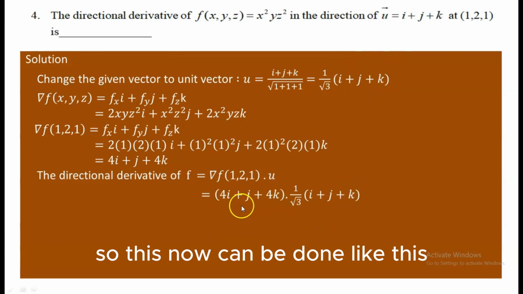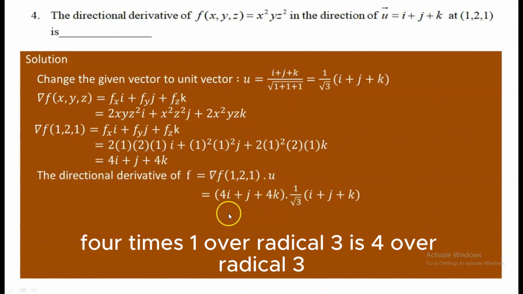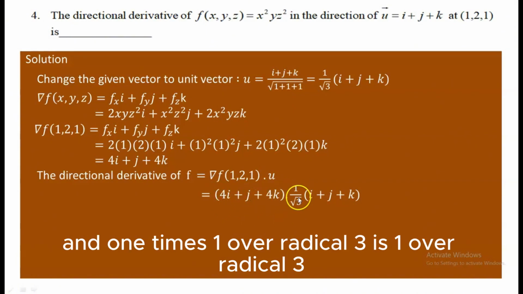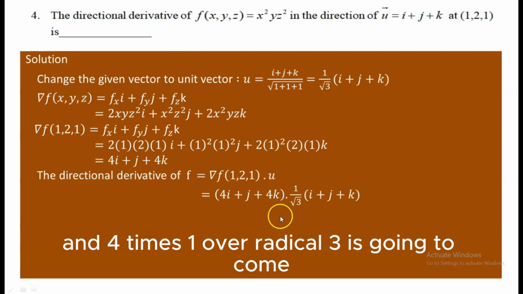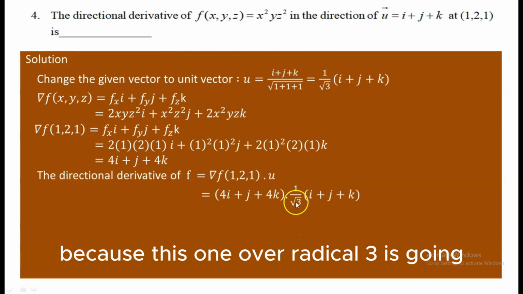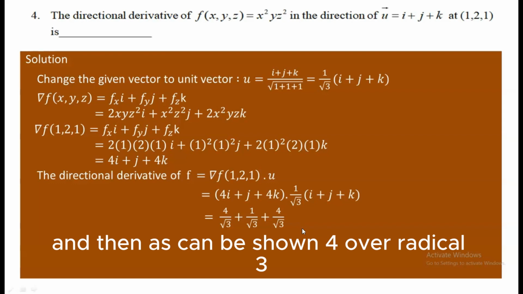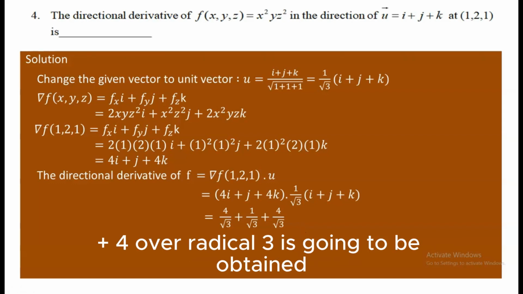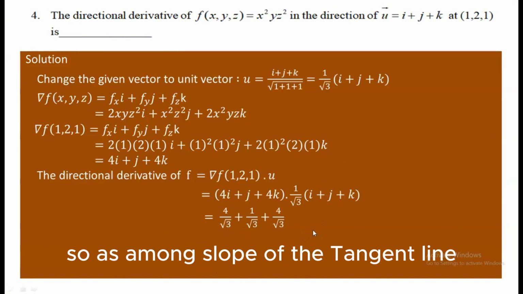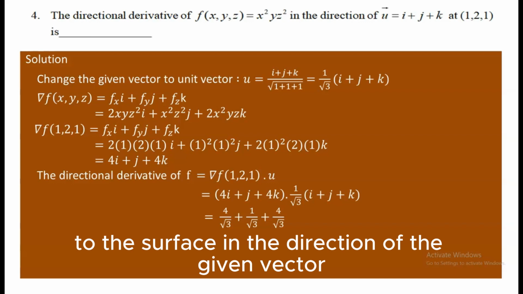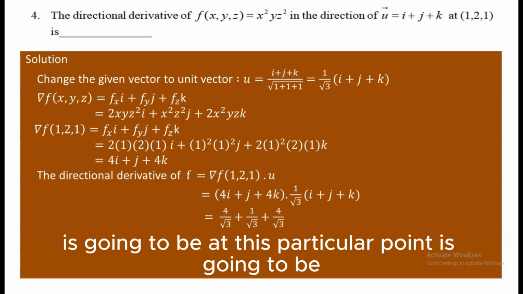So this can now be done like this: 4 times 1 over radical 3 is 4 over radical 3, 1 times 1 over radical 3 is 1 over radical 3, and 4 times 1 over radical 3 is 4 over radical 3, because this 1 over radical 3 is going to multiply each of these. Then, as can be shown, 4 over radical 3 plus 1 over radical 3 plus 4 over radical 3 is going to be obtained. So the slope of the tangent line to the surface in the direction of the given vector, at this particular point, is going to be 9 over radical 3.